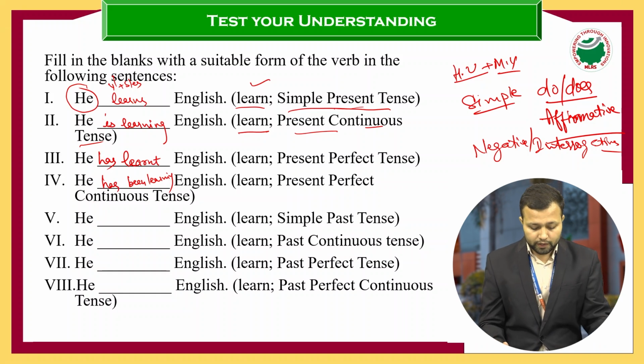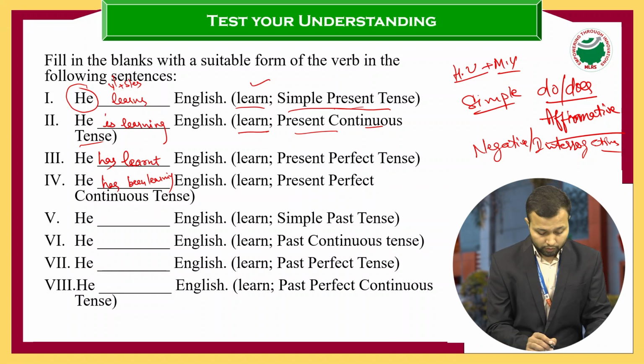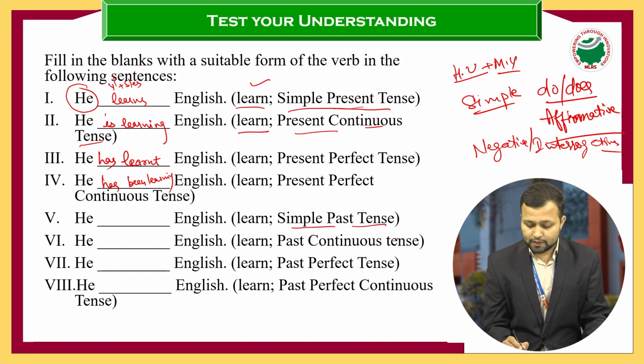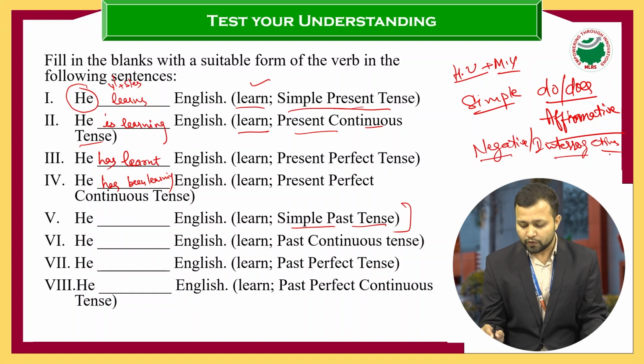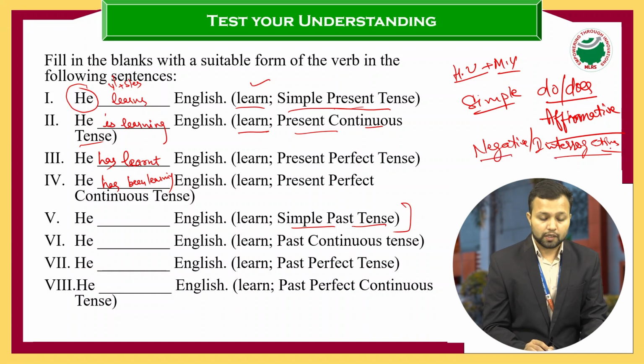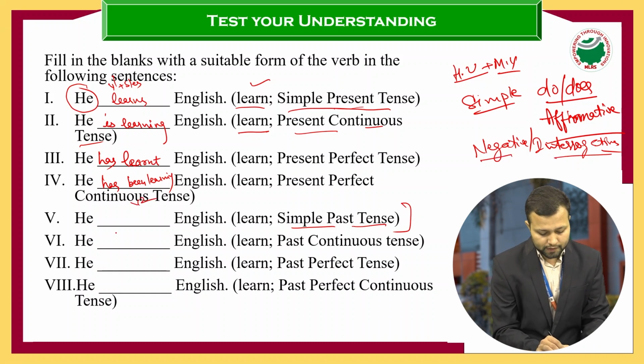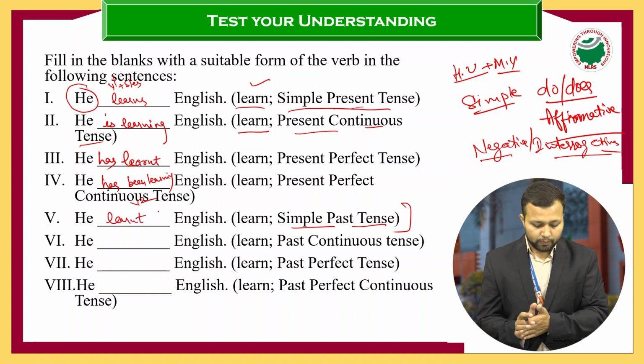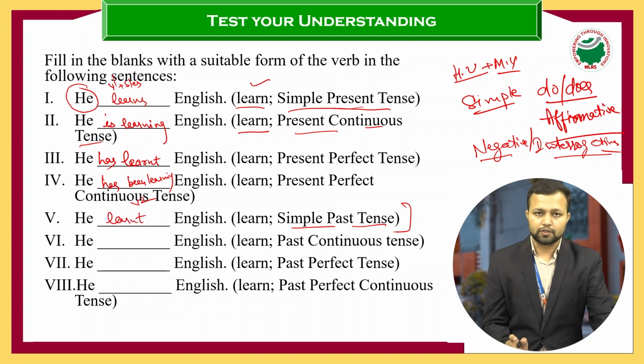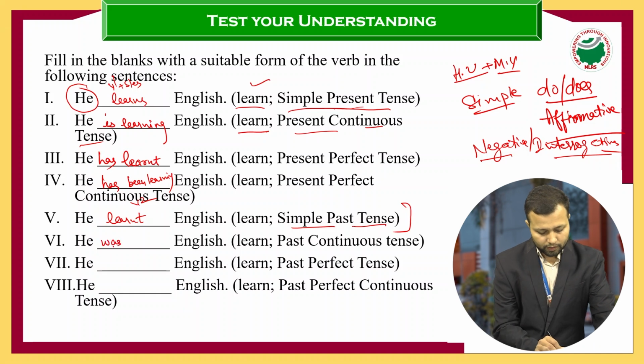Next, he blank English. In simple past tense, we are not going to use any kind of helping verb. Why? Because it is an affirmative sentence. We use it only in the case of negative or interrogative sentences. Then what will we use? V2, that is L-E-A-R-N-T, learnt. Next, he blank English. Same verb, past continuous tense: was learning.